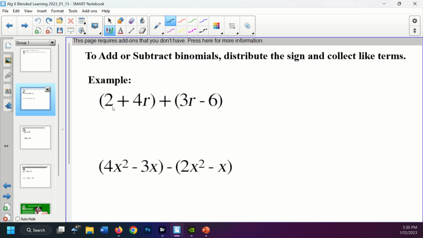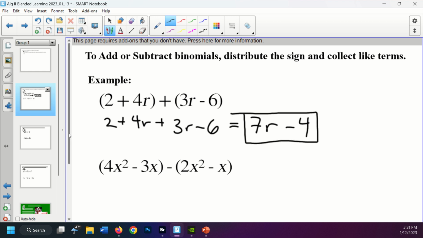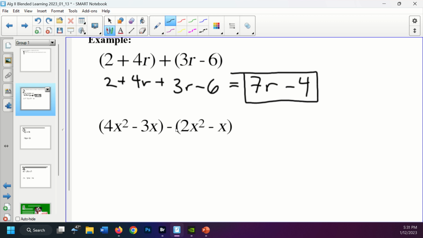So when I look at this expression here, 2 plus 4r plus 3r minus 6, because of the plus in the middle, I can get rid of all of my parentheses without having to change anything. So I have 2 plus 4r plus 3r minus 6. So I'm going to collect my like terms. 4r plus 3r is 7r, and then 2 plus negative 6 will be negative 4, and that will be my expression right there.